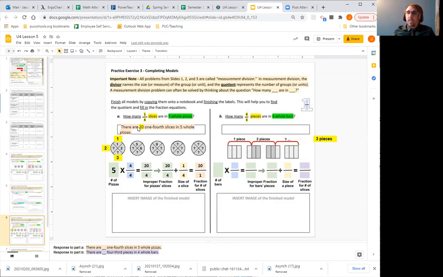So hopefully that makes sense. If it doesn't, please check in with me or look at your previous examples. But basically, we are taking the whole number for the pizzas. We're multiplying it by what a whole fraction looks like, just like what we did last week.